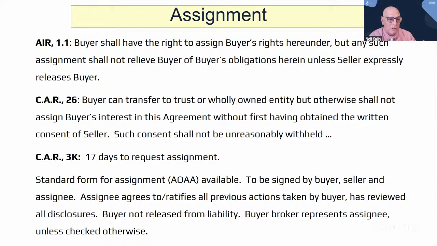which is the agreement of the assignment between the buyer and the assignee, as well as the consent by the seller. So that's a form within the CAR library that could be used. I actually think that's a form that would carry over fairly well even to the AIR form. But again, anytime you mix and match forms, you always want to have a lawyer review them.